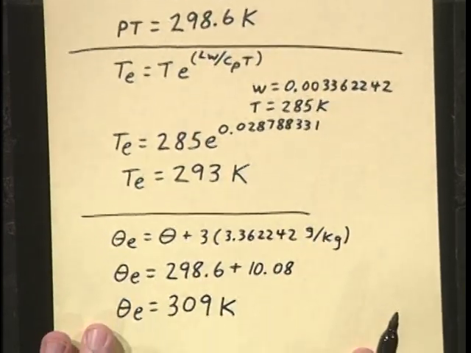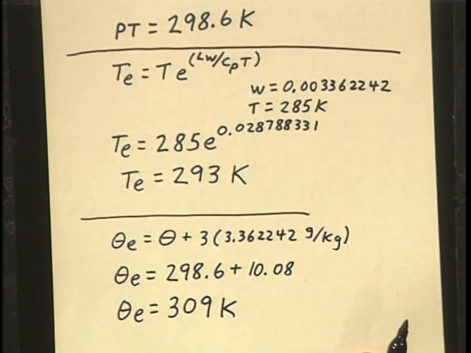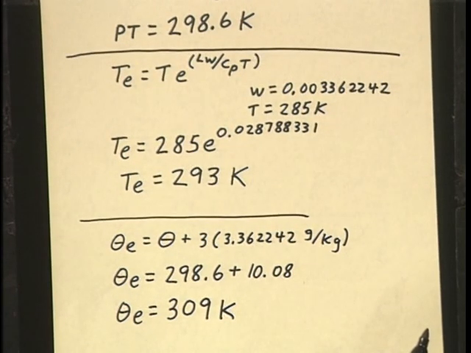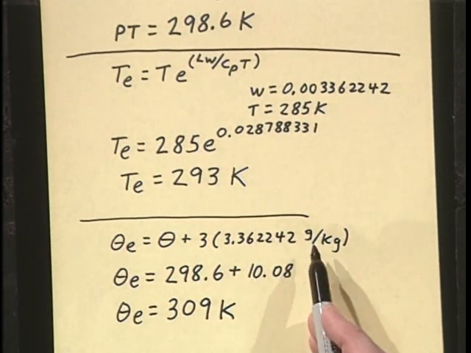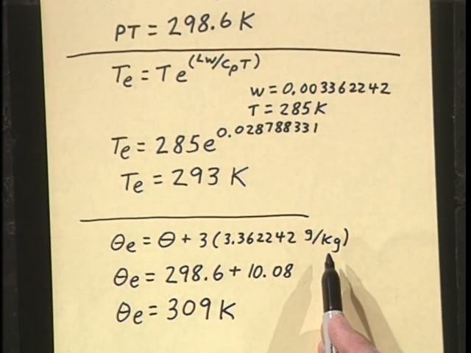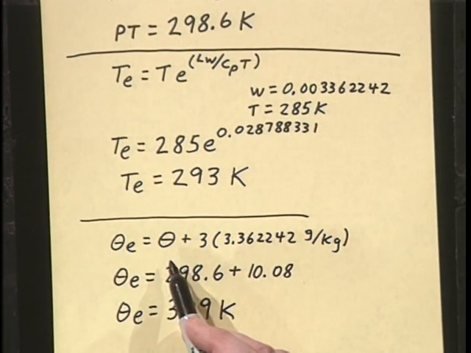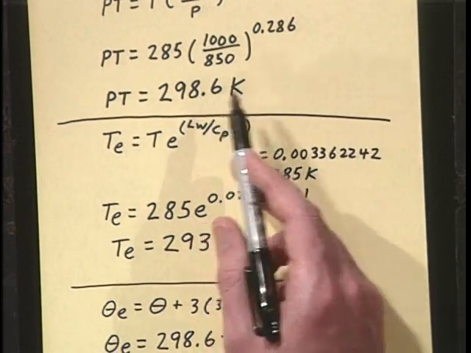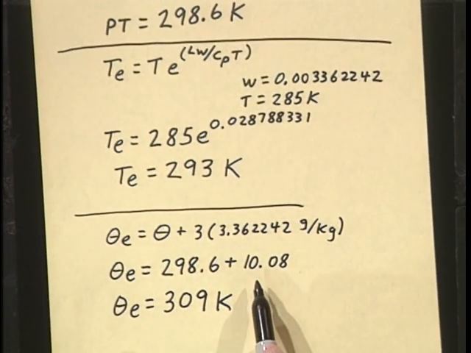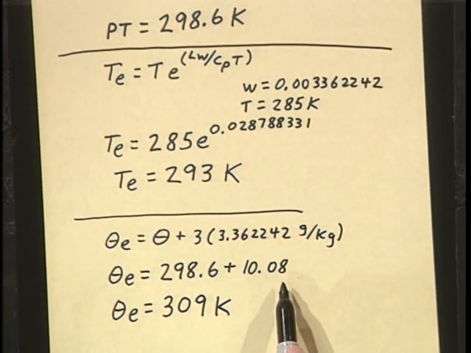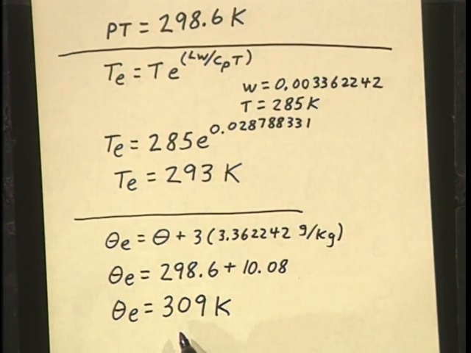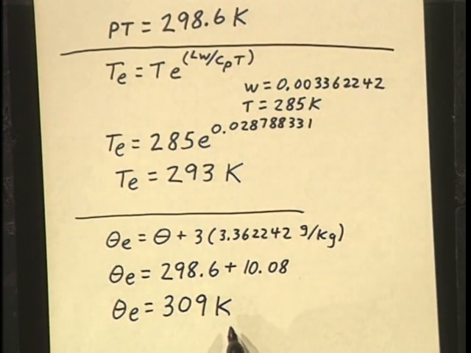Now for the theta E, the equivalent potential temperature, there's two equations that we went over to find that. You can first take the potential temperature and add 3 times the mixing ratio, with the mixing ratio this time in grams per kilogram. So our potential temperature that we found here is 298.6. So we put 298.6 plus 3 times the mixing ratio value, which was 10.08. Add those together, we get a value of about 309 Kelvin for equivalent potential temperature.